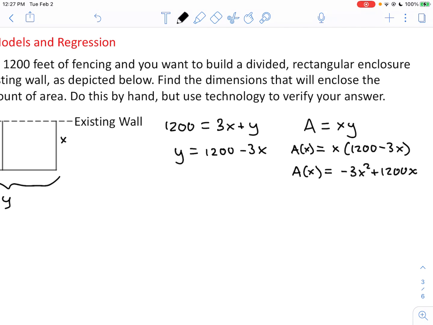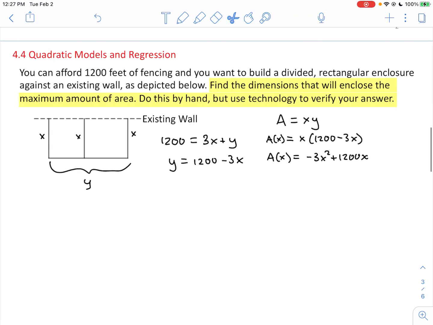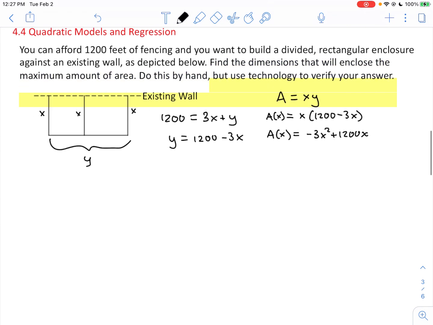Notice it's an upside down quadratic function. It's going to have this shape because the lead coefficient is negative and it's an x squared. And there's going to be x against A when we're done, which means that there's going to be some choice of x I can make that will give you the highest A. We're after the vertex. Find the dimensions that will enclose the maximum amount of area. Do this by hand, but use technology to verify your answer.